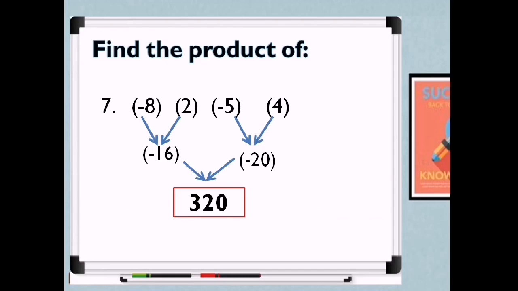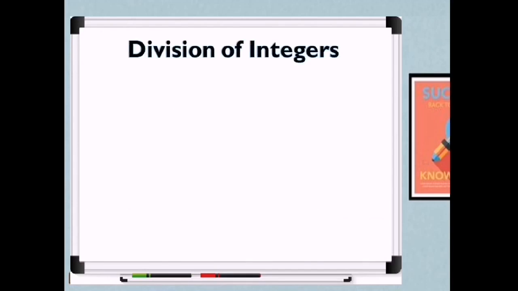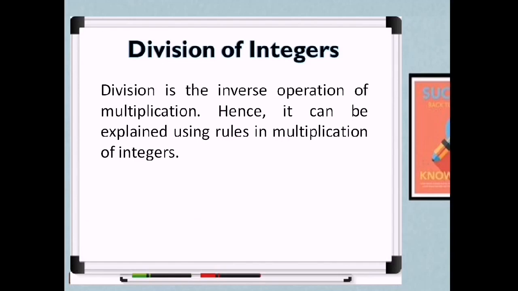So that's the end of our discussion regarding the multiplication of integers. Just remember the two cases that we have, case 1 and case 2. So yun lang yung kaibahan sa pagmumultiply ng integers. We need to consider the sign, so that's very important whether it is positive or negative. So let's move to division of integers.